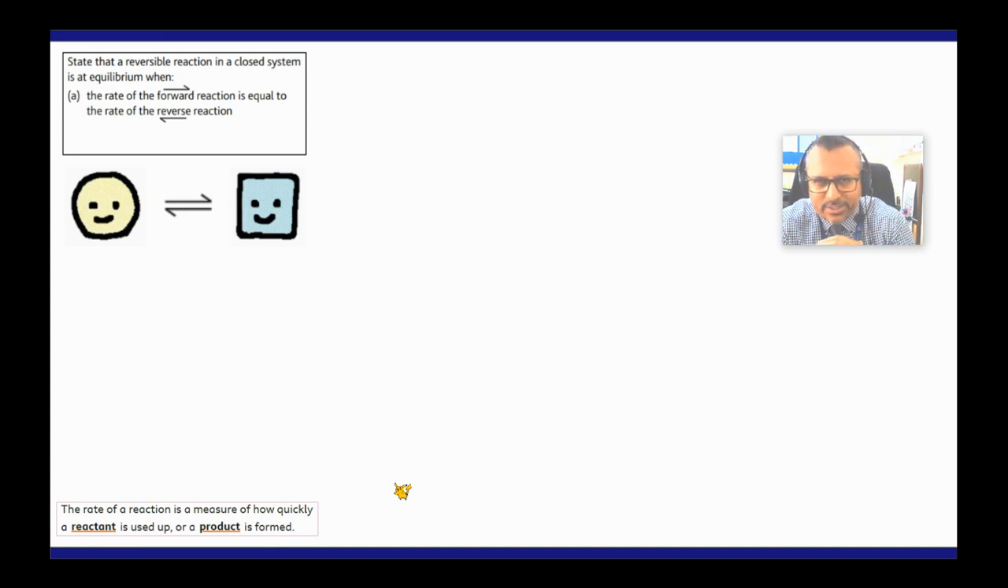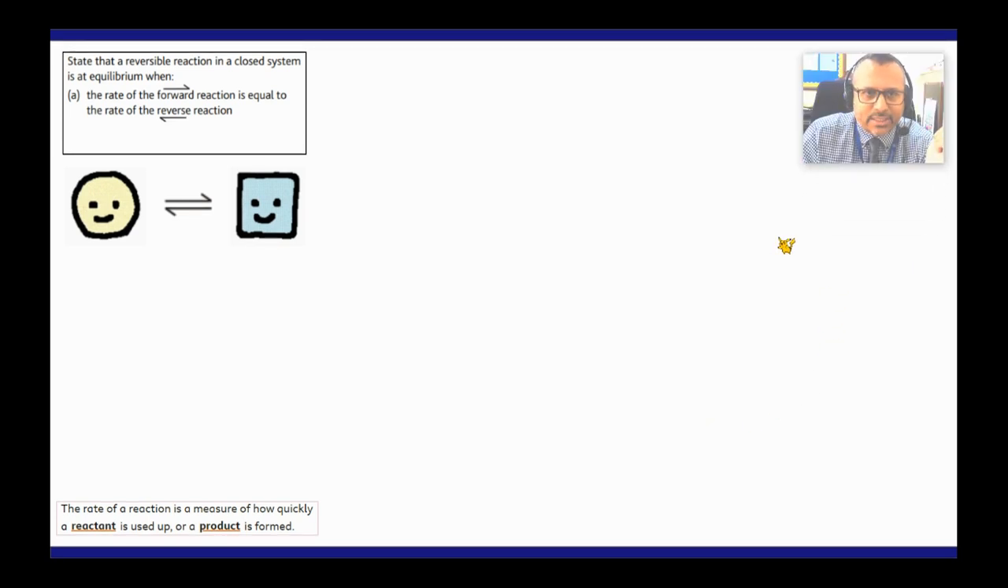Whenever you see in a syllabus the exam board asking you to state something, it's really, really important that you get yourself a revision flashcard and you just memorize it word for word. So if they ask you what is a reversible reaction, you can say in a closed system, a reversible reaction is a reaction that you have a forward reaction as well as a reverse reaction. So your reactants can turn to products, and the products can return back to the reactants.